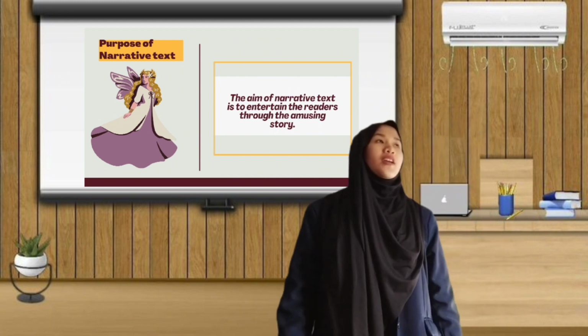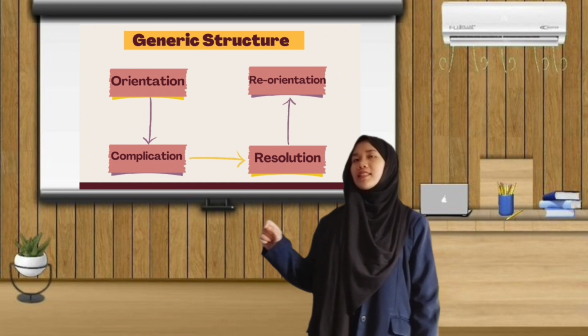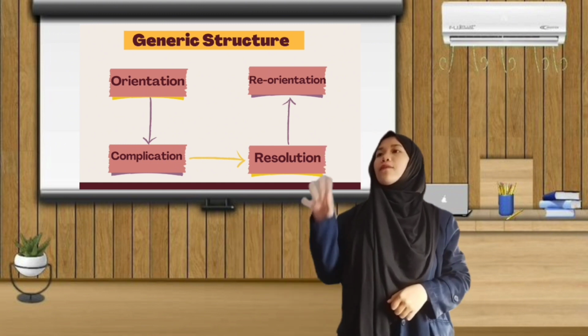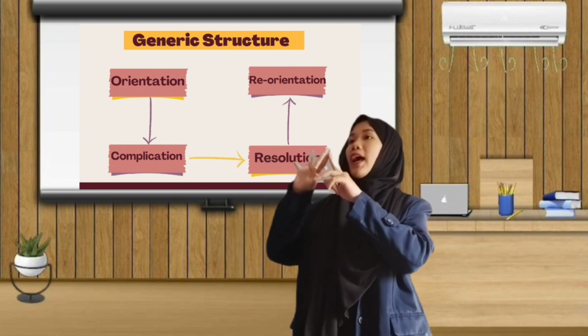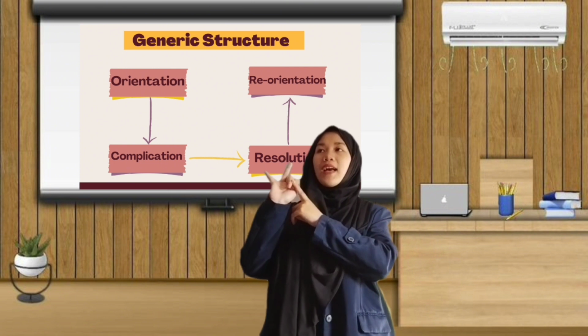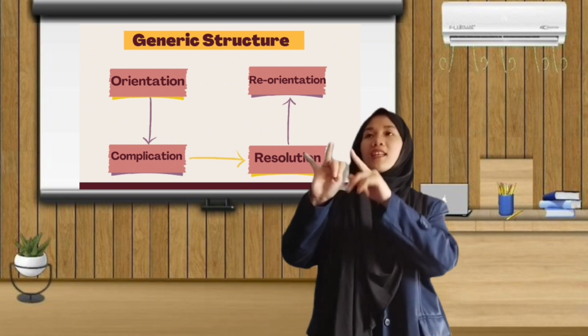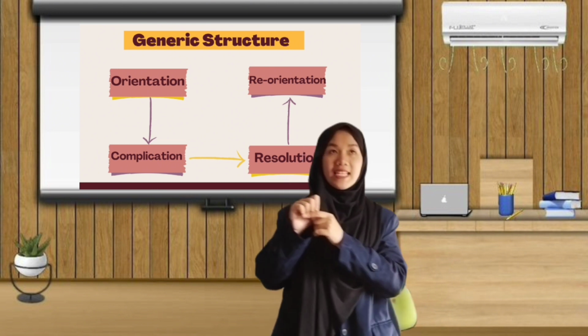Next is the generic structure of narrative text. We have four generic structures in the narrative text. First, we have orientation, and second, we have complication. Third, we have resolution, and the last we have reorientation.